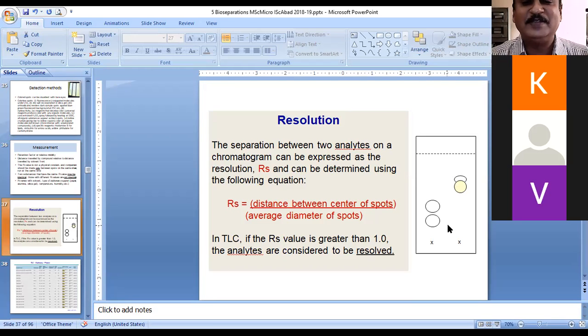0.84. Since this value is less than 1, we can say that the two spots are not clearly separated from each other, and therefore the resolution is not good enough. So what are we going to do now? If the resolution is not good, what should we do?